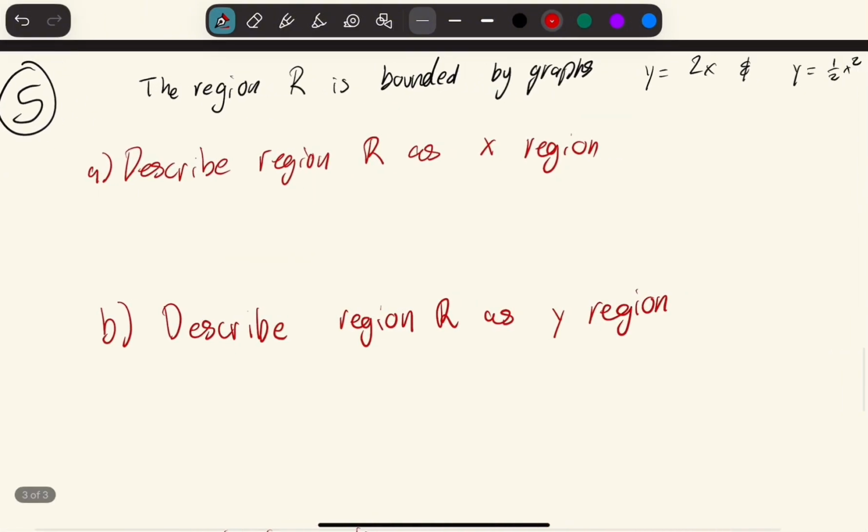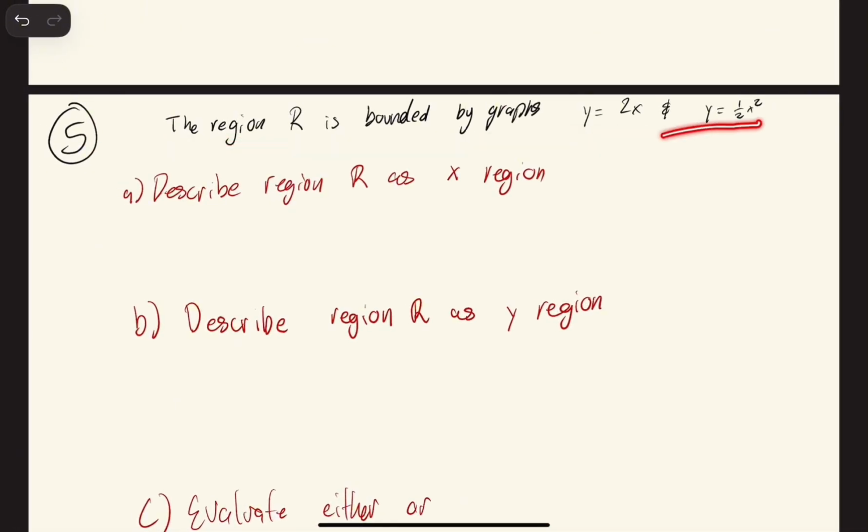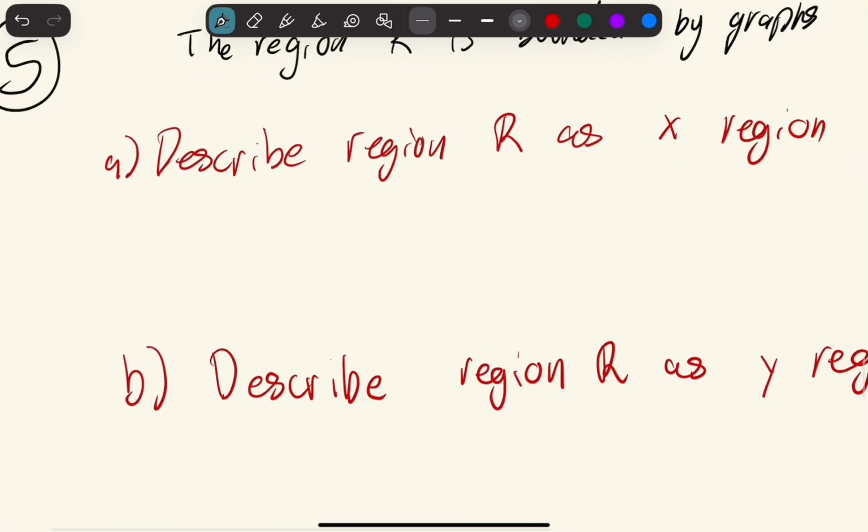Okay, and here we have question 5. The question for this one was: the region R is bounded by the graphs y equals 2x and y equals 1/2 x squared. I did get the first two parts right, but when it came to solving it, I completely choked. So I'll just copy that down here.